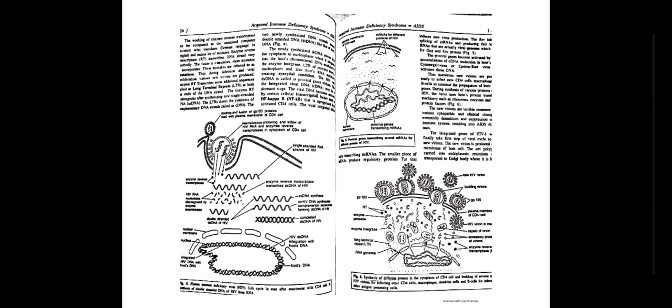The new virions are terrible creatures causing various cytopathic and clinical changes, and eventually demolition and suppression of the host immune system, resulting in AIDS disease in humans. The integrated genes of HIV-1 with the host finally take the first step of the viral cycle to produce new virions. The new virions are produced at the plasma membrane of the host cell.